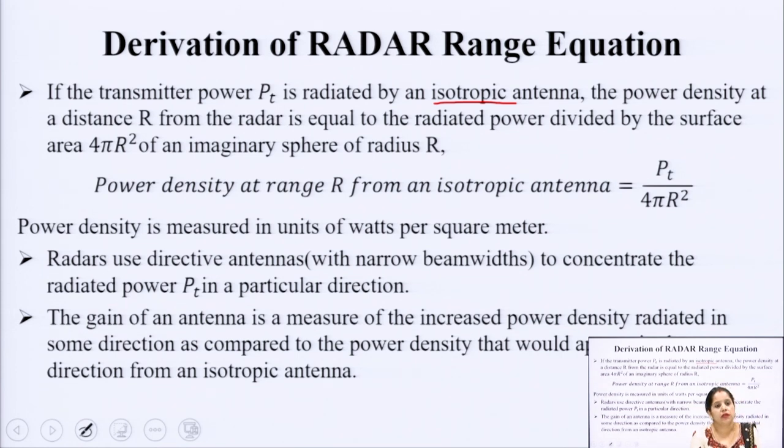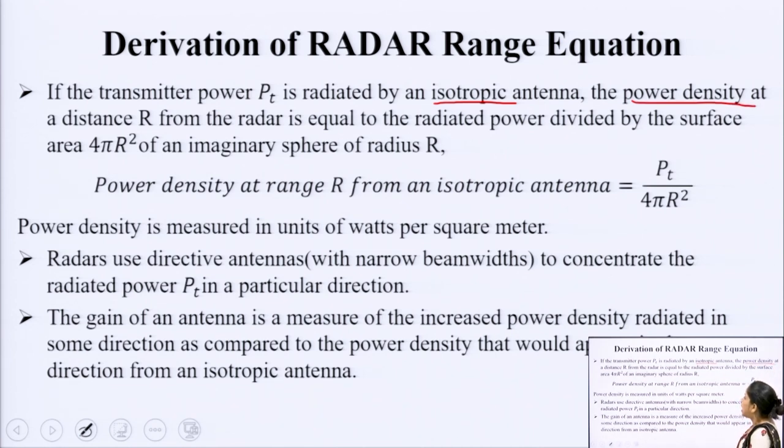If we use any other type of antenna, then that will be direction specific, and we may miss any target which lies in the opposite or some other direction with respect to our antenna. So basically here we use only the isotropic antenna.